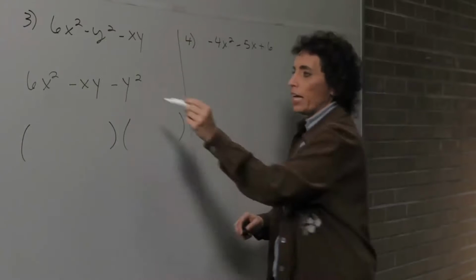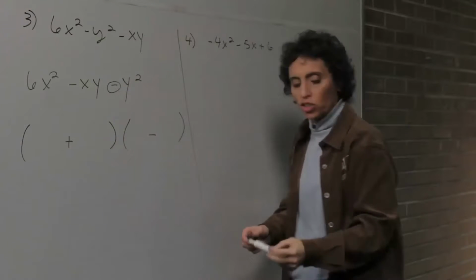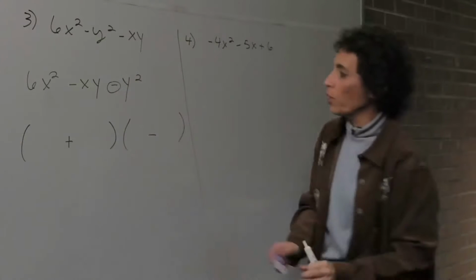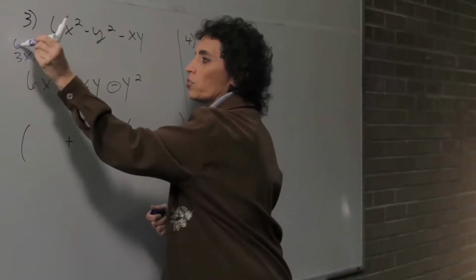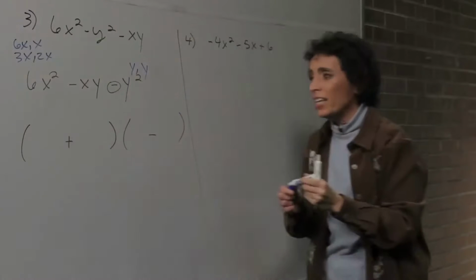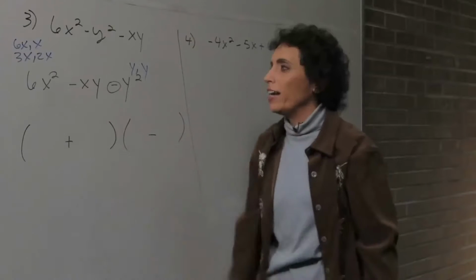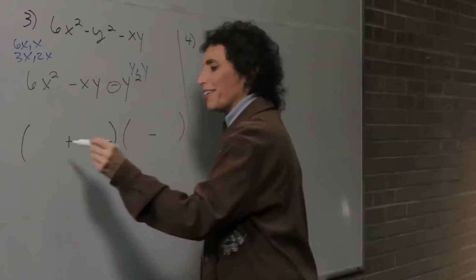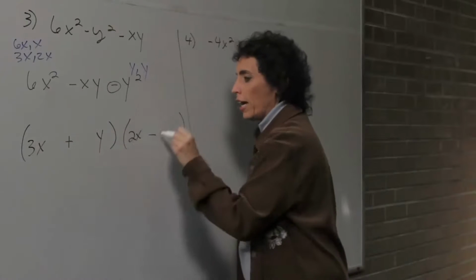Here we go. Last term is negative. It tells me my signs are different. Okay, 6x squared. Here we go again. I'm really loving that 6. 6x squared is 3x and 2x, or 6x and x. Y squared is y and y. The more you learn, the more you don't know. That's truth. All right, word. That's word. Okay, 3x and 2x, y and y.